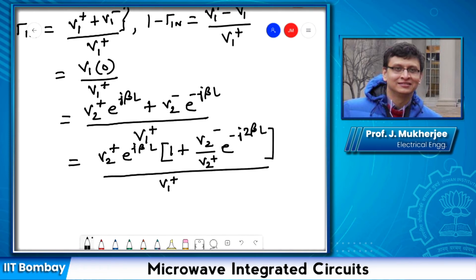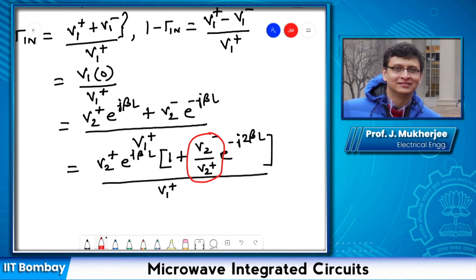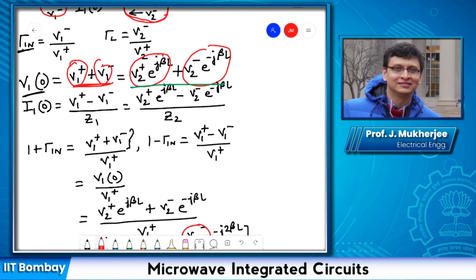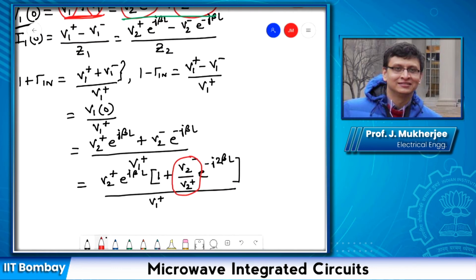Now note this quantity is nothing but gamma L that we have defined earlier, isn't it? Because we define gamma L like this. So I'll just substitute in place of this, I'll just write it as gamma L.